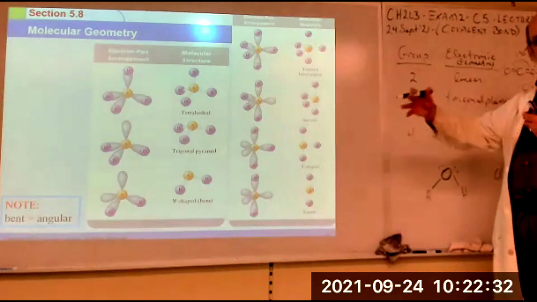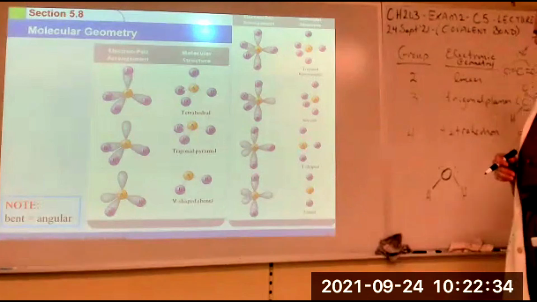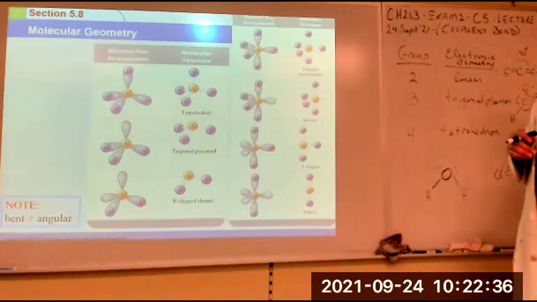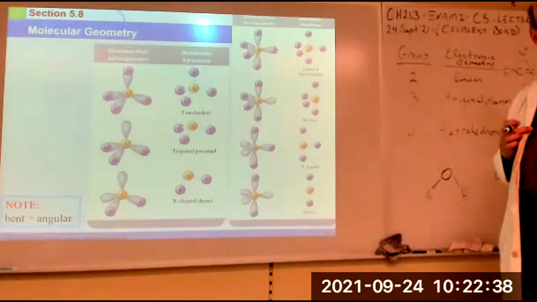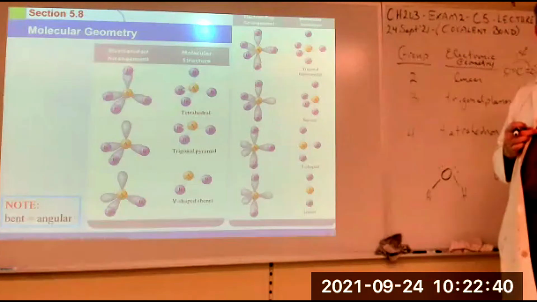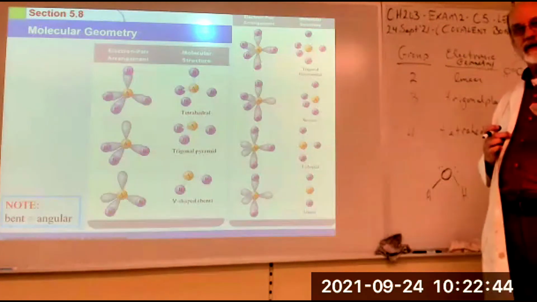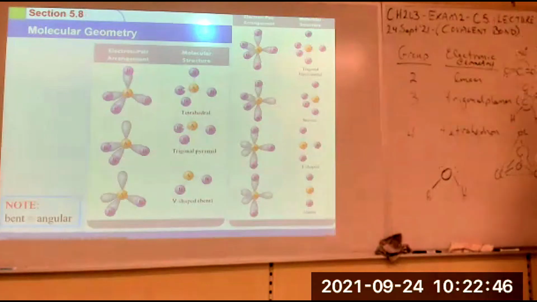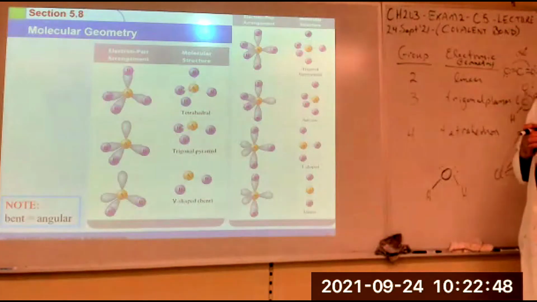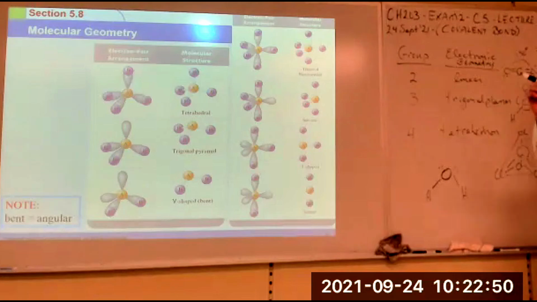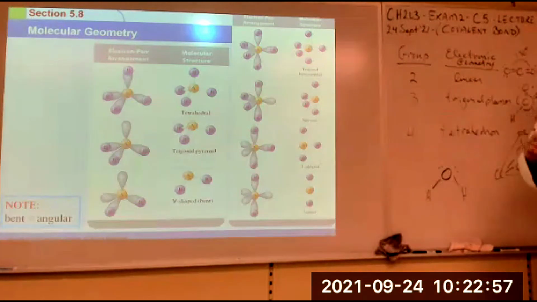So you have to go through steps. You have to do the Lewis dot structure. You have to define the electronic geometry and then disregard the lone pairs to find the molecular geometry. The molecular geometry is important because that determines the polarity of the molecule and how it interacts with other molecules when they smash into each other.